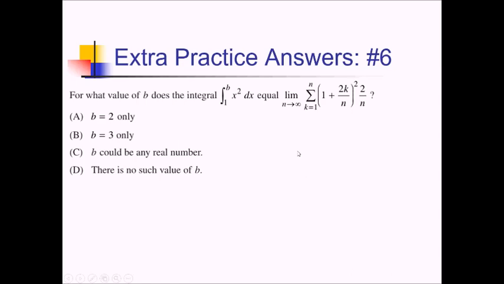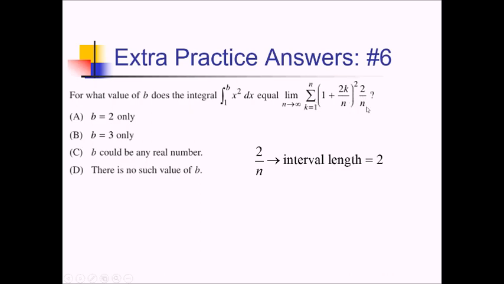For this problem, we want to know for what b value the integral from 1 to b of x squared dx equals this summation. So the key here on these summations is looking at this number over n that's on the end here. This 2 over n is telling us that we have an interval length for the whole interval of 2. And the reason is that this is basically a whole bunch of base times height rectangle areas being added together by this summation.